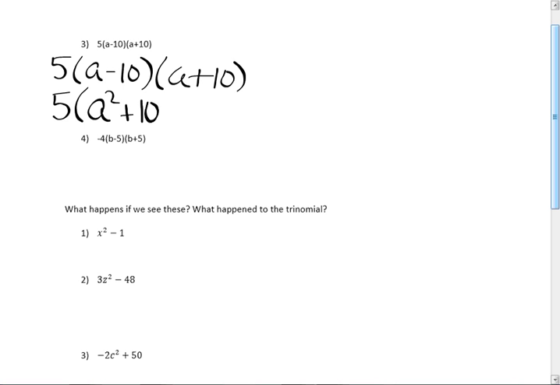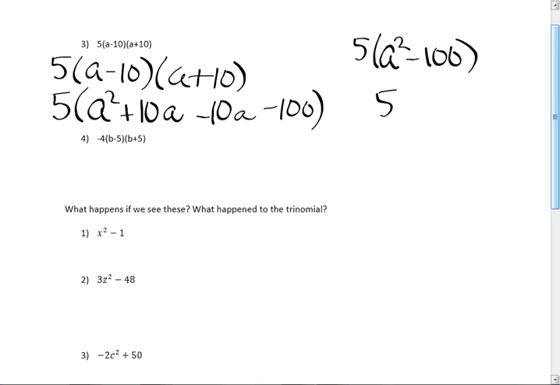And then the left. Minus 100. What's going to happen to the A's? Do you have to write it? No. So I get 5 times a squared minus 100, and I get 5. Joey, what am I going to get now? 5. Excellent. Minus 500.